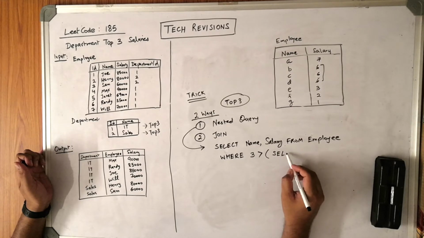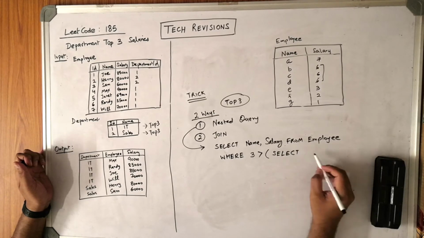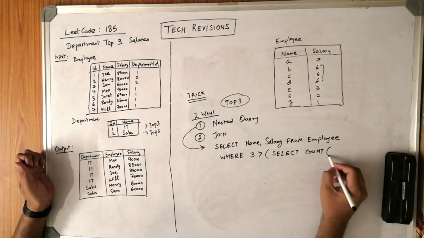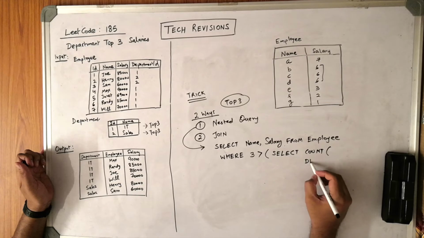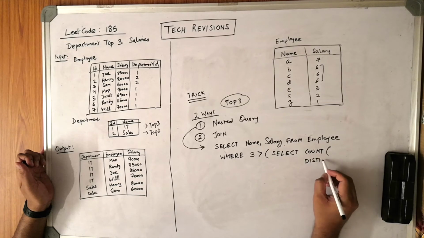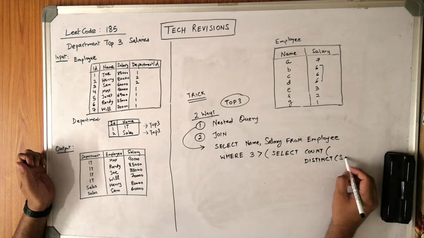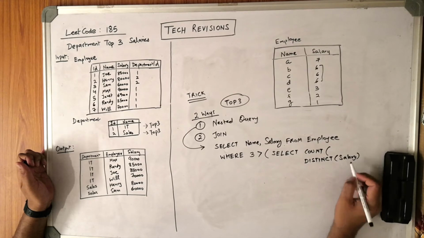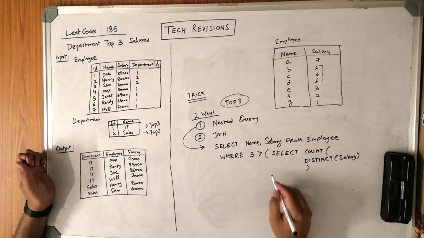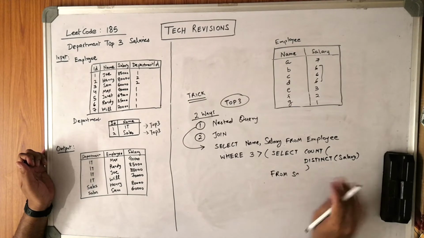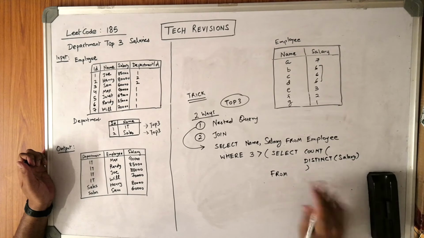Select count of, and this is the important point, distinct. I'm putting a distinct on salary. This is the count which we're getting. Where are we getting it from? From employee.